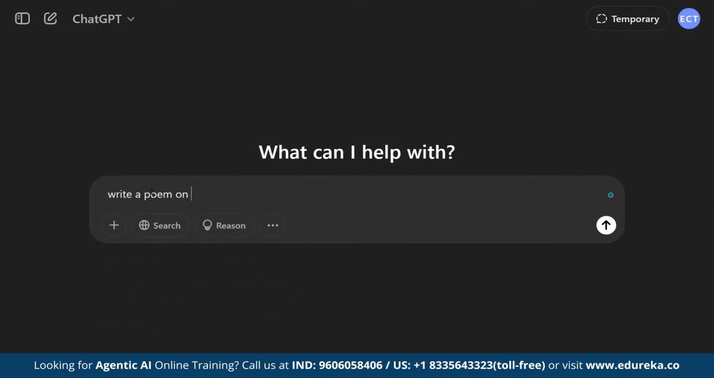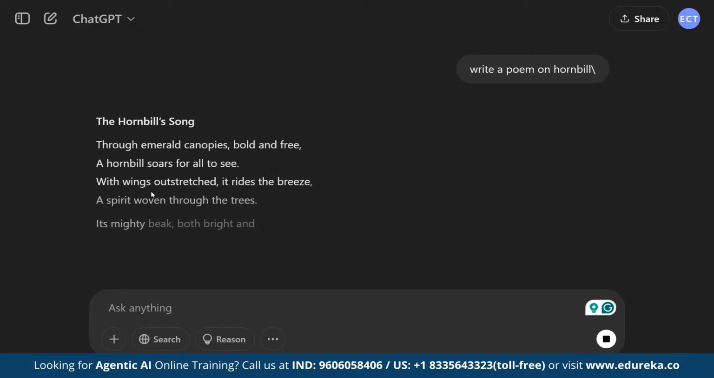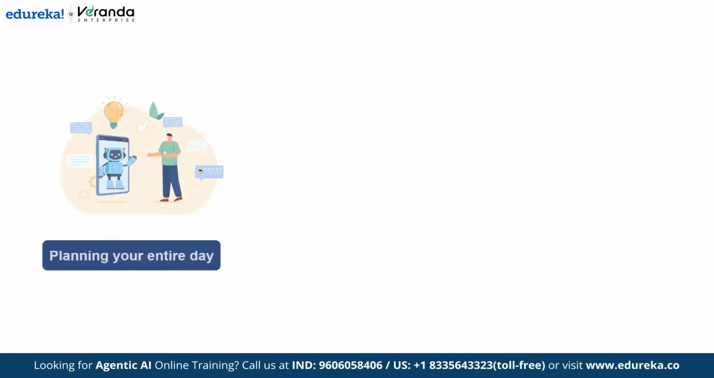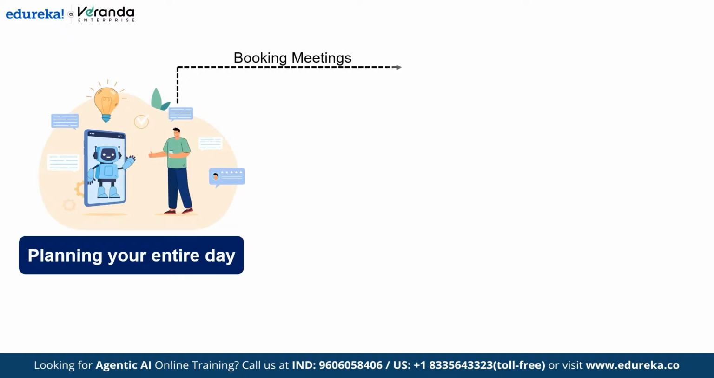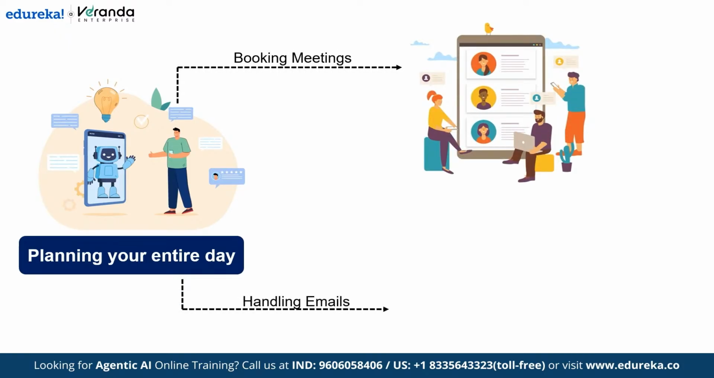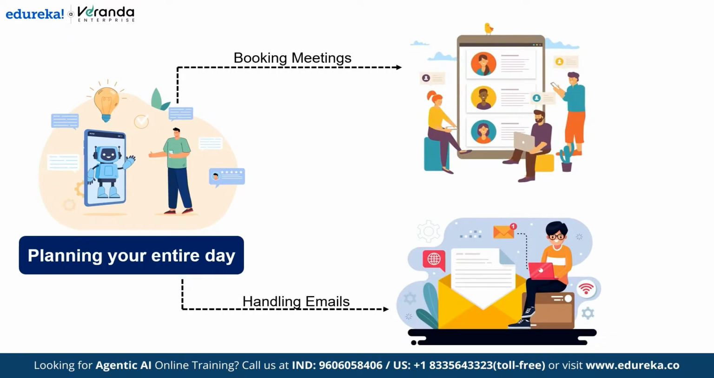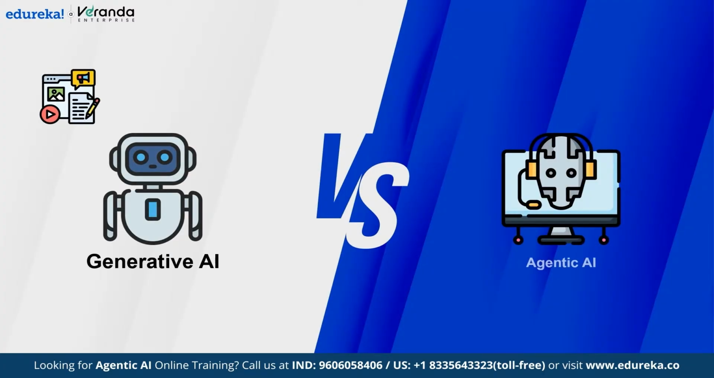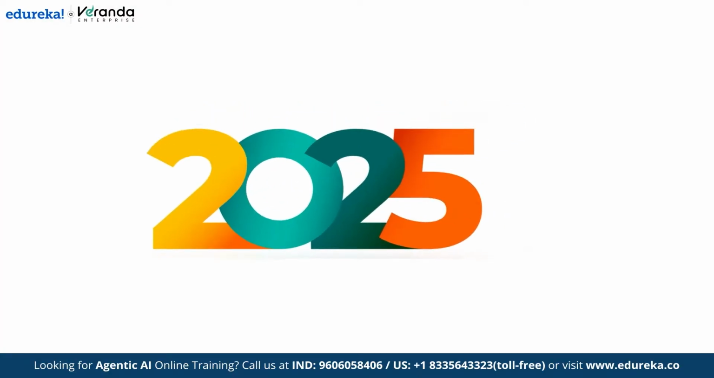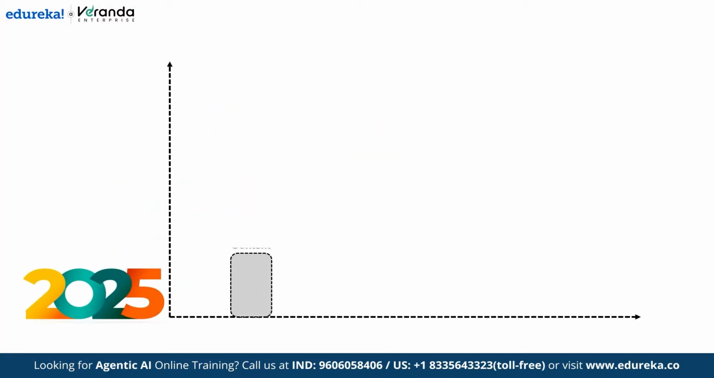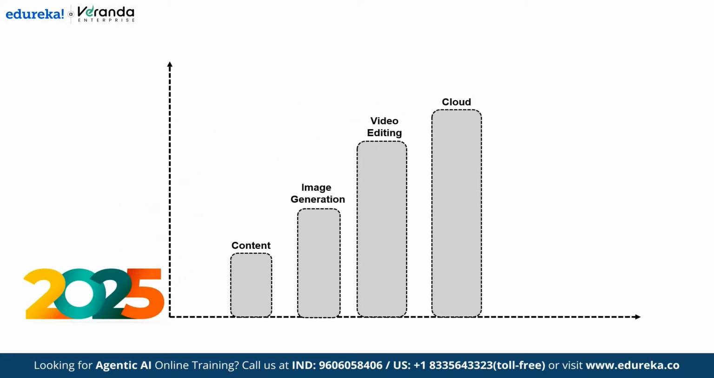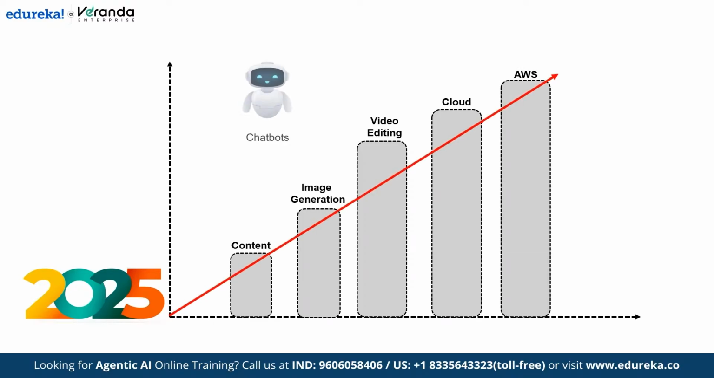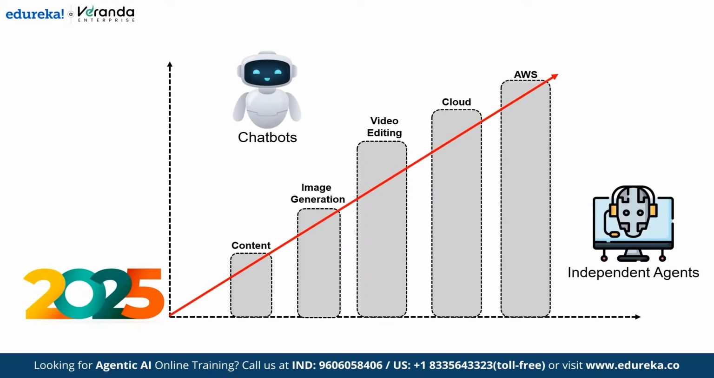Imagine asking ChatGPT for a poem and it writes one instantly. Now think about an AI assistant planning your entire day, booking meetings, and even handling emails without your constant input. That's the difference between generative AI, which creates content, and agentic AI, which acts with autonomy, making decisions. In 2025, as AI becomes more than just a tool, understanding this shift is very critical. Are we heading towards just smarter chatbots or truly independent digital agents? Let's break it down through this video.